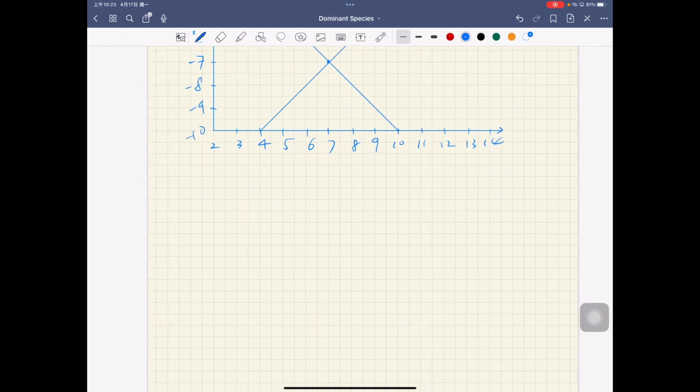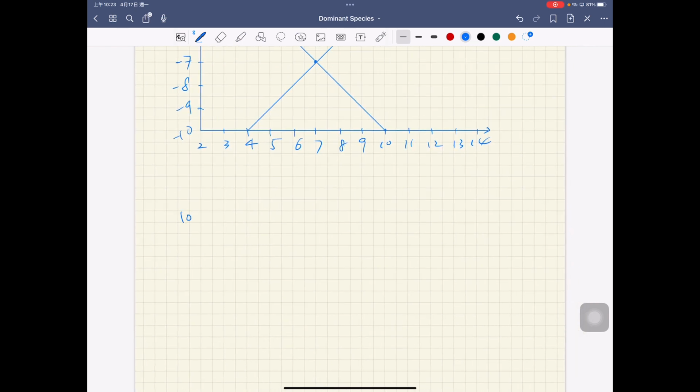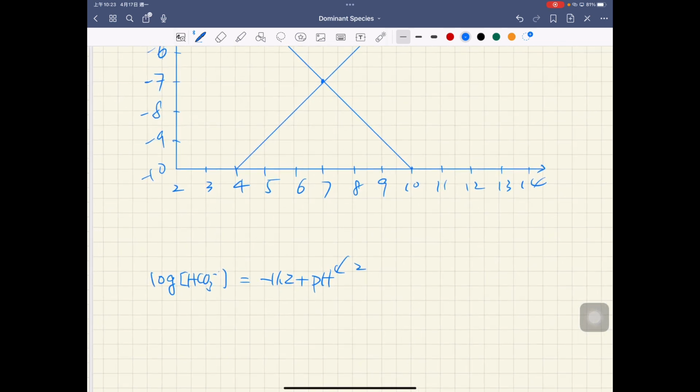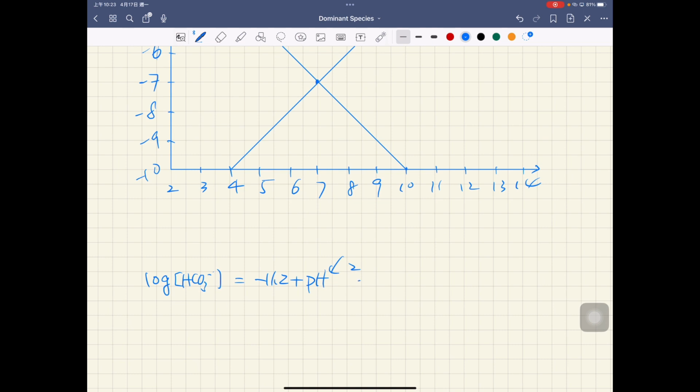Let me write that equation here. Log HCO3 minus is minus 11.2 plus pH, right? So you can add 2 in. Add 2 in will be minus 9.2. 9.25 minus 9.2 is here. So that's the first point.